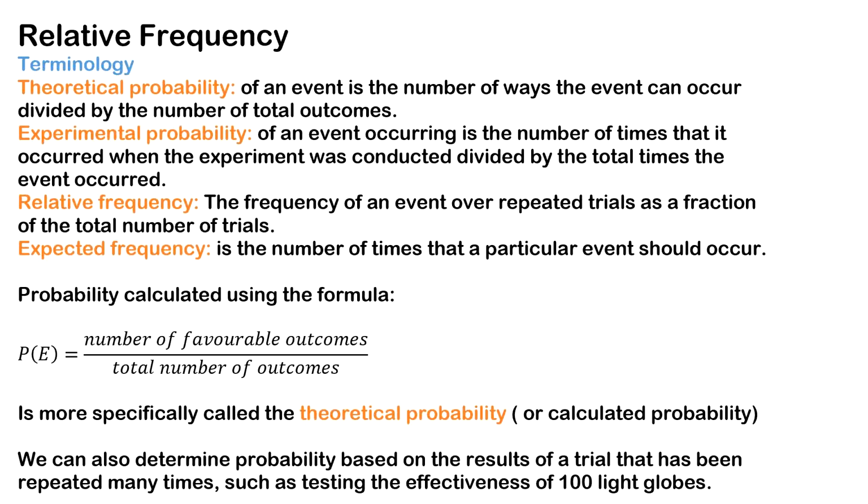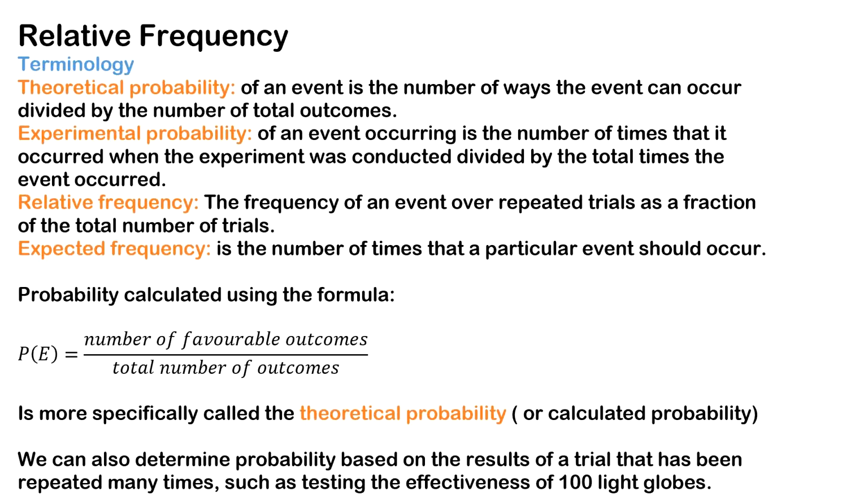Experimental probability of an event occurring is the number of times that it occurred when the experiment was conducted divided by the total times the experiment was conducted. Relative frequency: the frequency of an event over repeated trials as a fraction of the total number of trials. Expected frequency is the number of times that a particular event should occur.